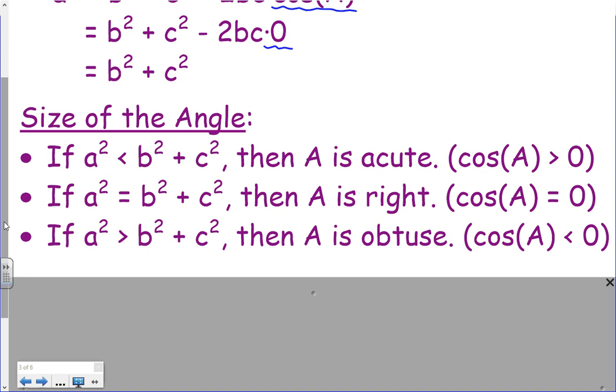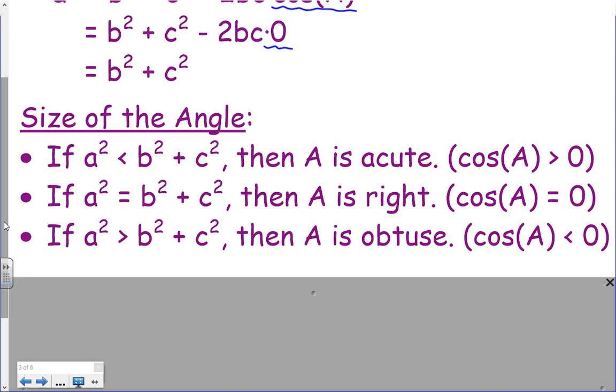And again, the reason why it would have to be obtuse is because if you take the cosine of an obtuse angle, that's between 90 and 180, that'd be an angle in the second quadrant. Cosine is negative in that quadrant. And so when I subtract off that negative 2bc times the cosine of A, subtracting off a negative, you're actually adding that quantity on there. So that's why that turns out to be an obtuse angle there.